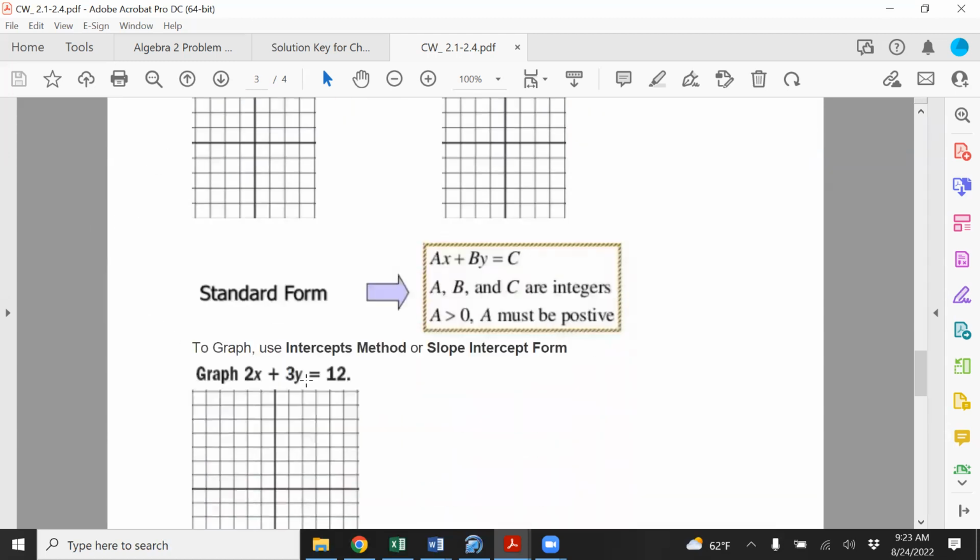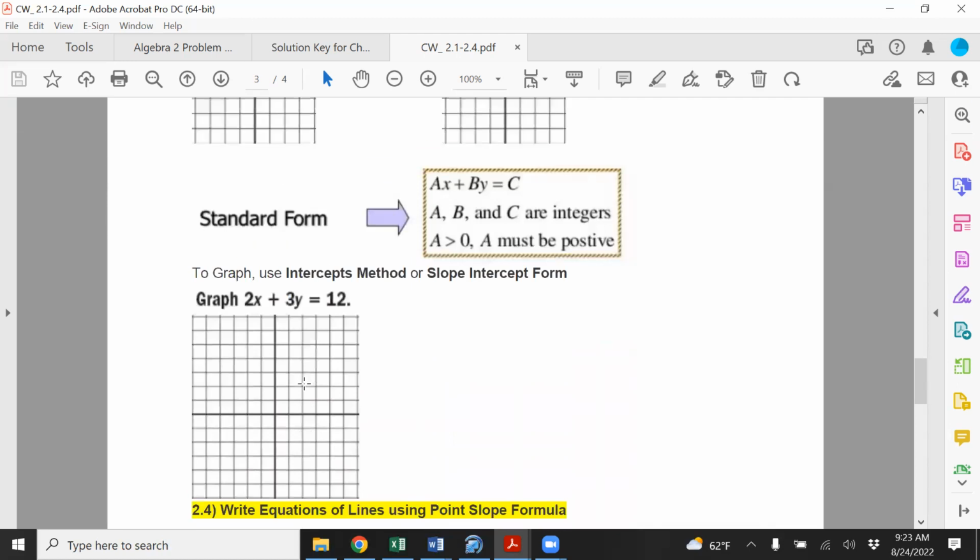Okay. Standard form. And then we'll do 2.4. But they're all intertwined, with slope and 2.3 being pretty close to 2.4. All right, let's talk about this stuff here.